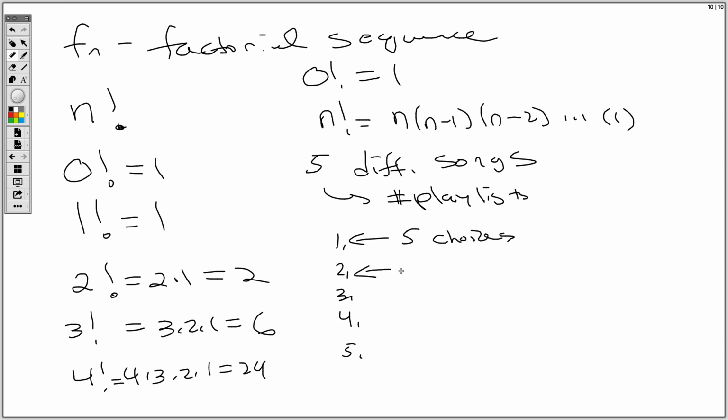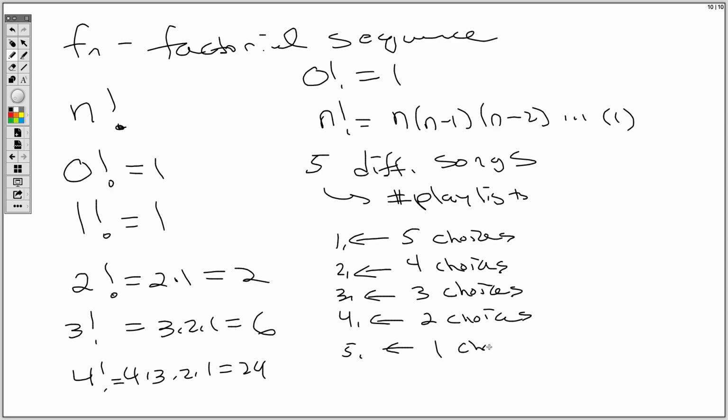For the second slot, you now have 4 choices because you've picked one for the first slot. You've got 3 choices for the third, 2 choices for the fourth, and then once you pick the 4 songs, the 5th song is already determined. So altogether, you would multiply 5 times 4 times 3 times 2 times 1. That'd give you 120 playlists.